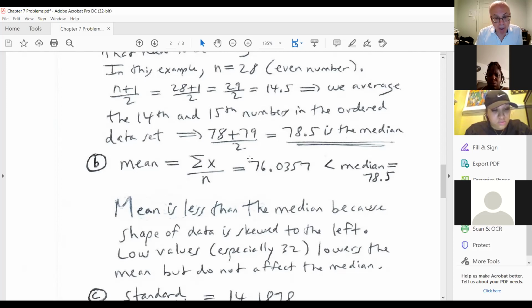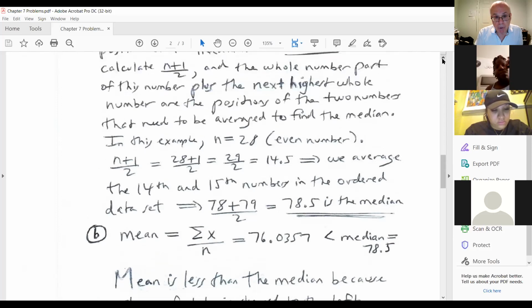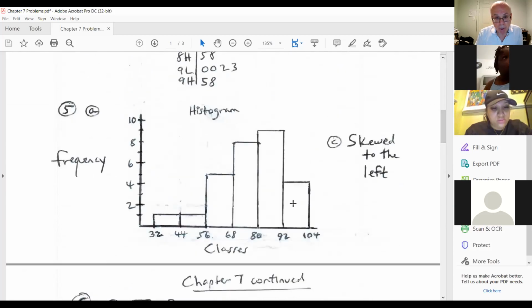It is typical that for a skewed left distribution, the one that looks like this, where if you drew a curve around it, it would tail off to the left, the mean is less than the median. Why is that the case? Because the low value, the 32 here, when added into all the other 27 numbers, makes the mean smaller than the median. The median is just the number in the middle.